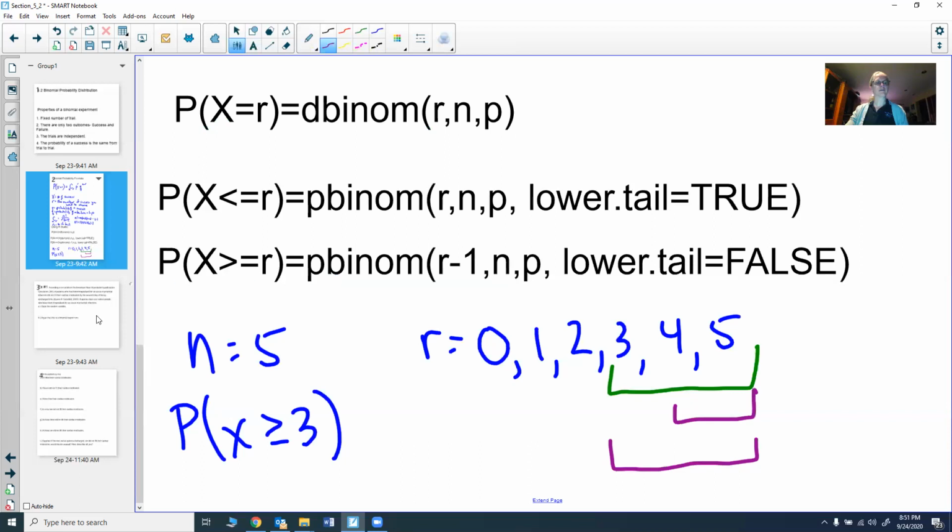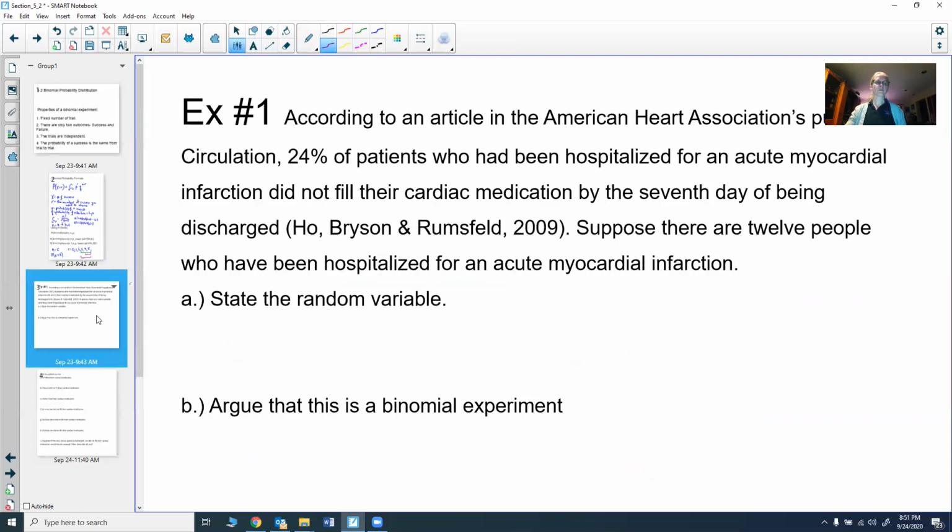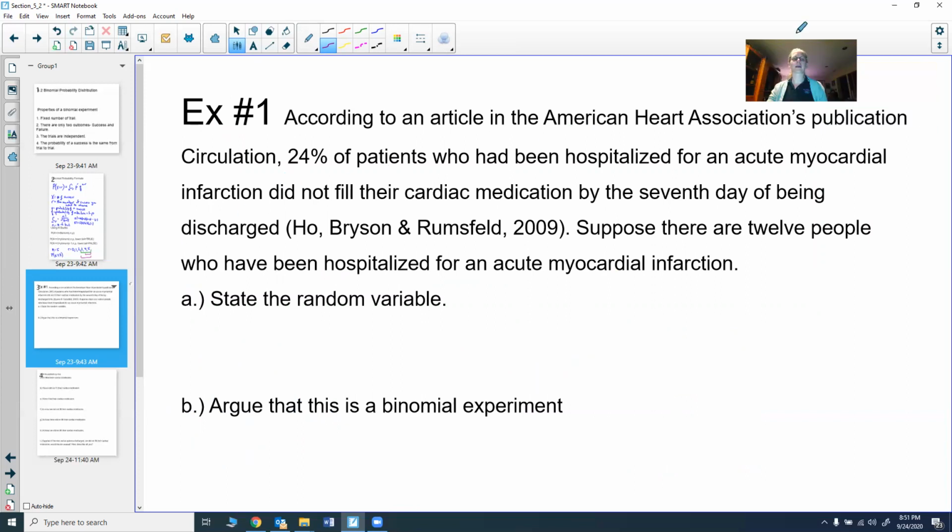All right, so let's go ahead and do some examples of this. Let's say we have an example where, according to an article in the American Heart Association's publication called Circulation, 24% of patients who have been hospitalized for an acute myocardial infarction did not fill the cardiac medication by the 7th day of being discharged. Suppose there are 12 people who have been hospitalized for an acute myocardial infarction.